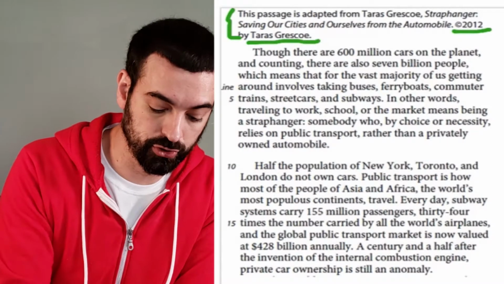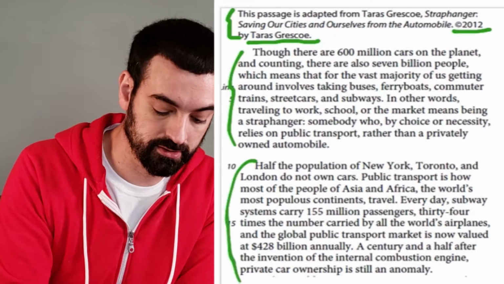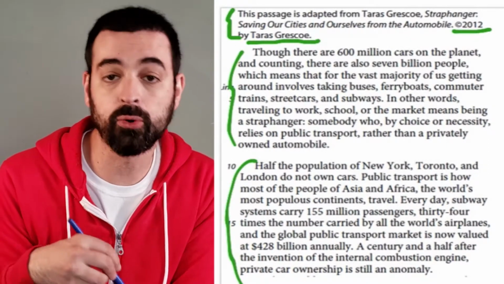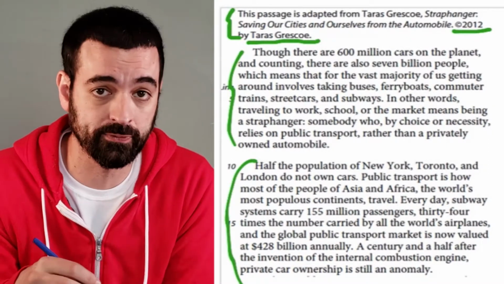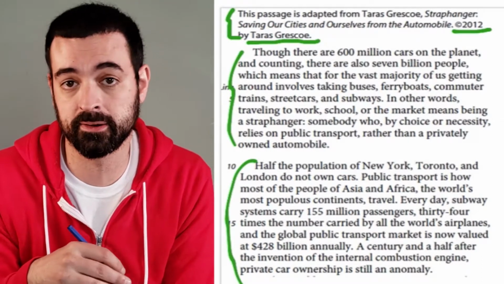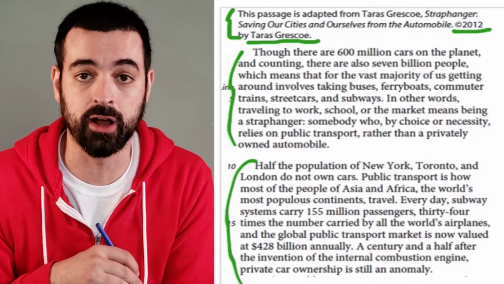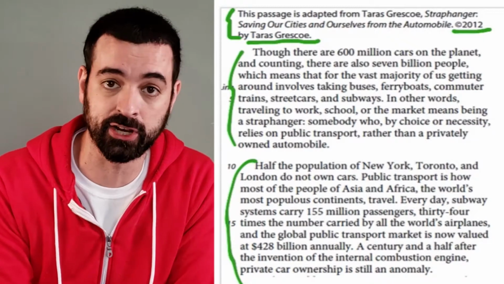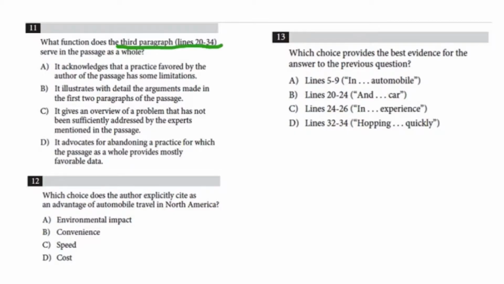This means that the first two paragraphs are going to give me tone and point of view, but I'm not going to learn that 61% of commuters use public transportation by reading the first two paragraphs. I don't need that information. The big information for question 11 comes from the third paragraph.